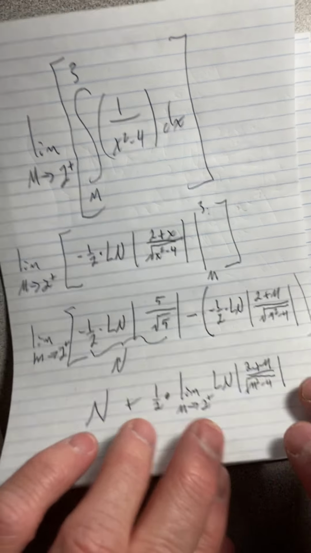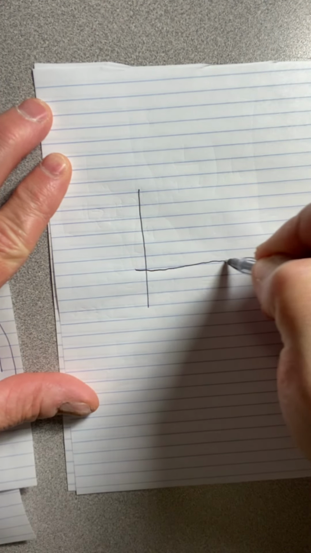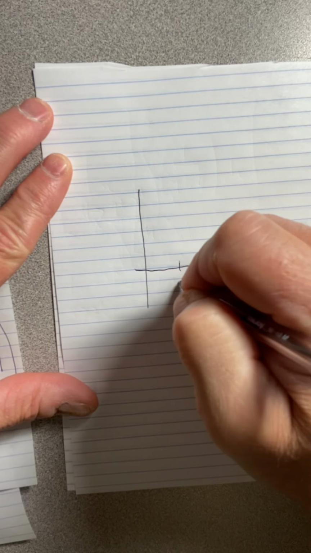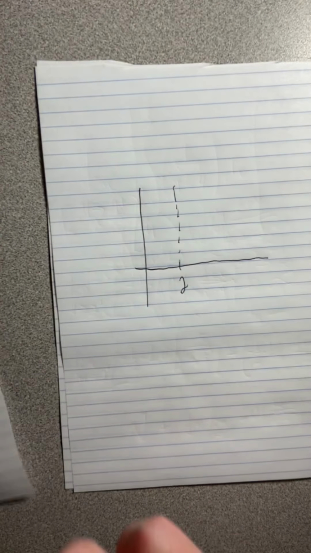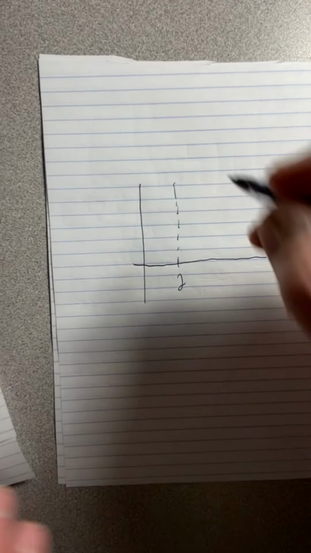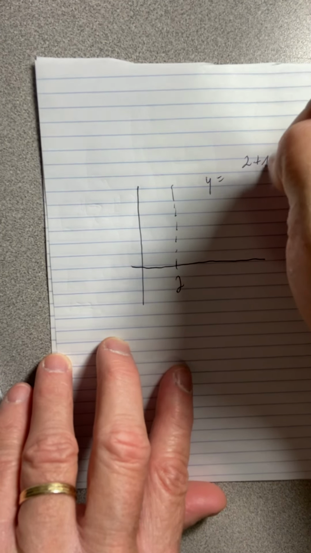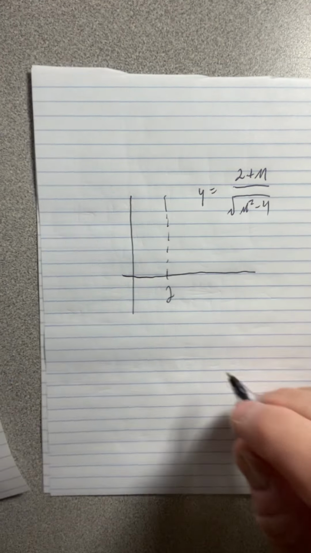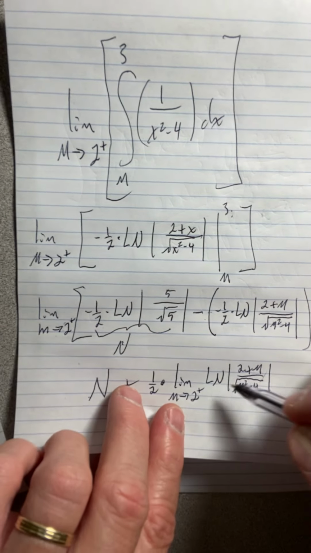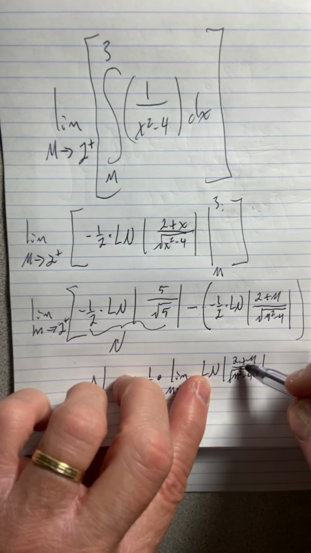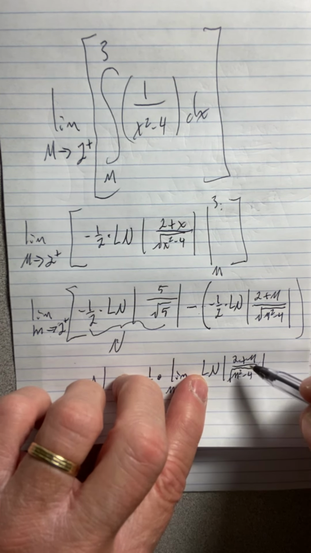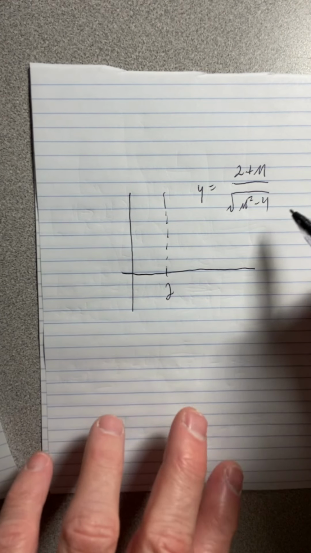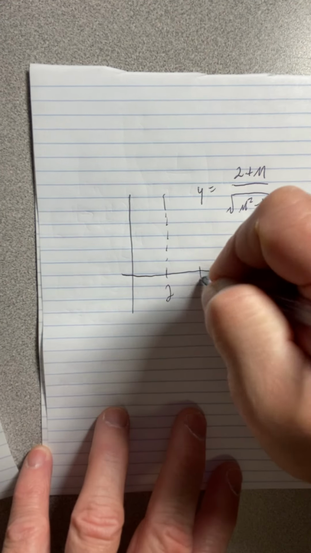But it turns out, if you look at the graph, it looks very similar to the original graph we started with. At 2, there is an asymptote. And I'm just looking at the graph, I should say, of just this inside part. I'm just looking at y equals 2 plus m over the square root of m squared minus 4. Because if I can figure out what the argument of the log is doing, if it's approaching a number, well, log of a number is a number. But if it's not approaching a number, then the log of infinity is infinity. So I'm going to look at the graph of this, and sure enough, it doesn't take a lot of work.